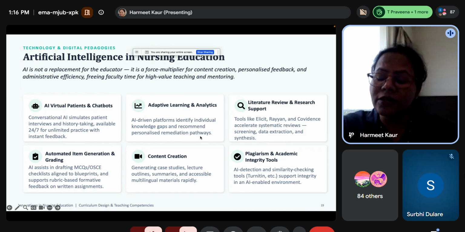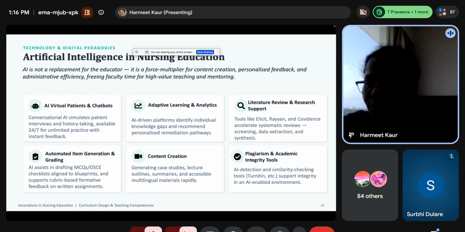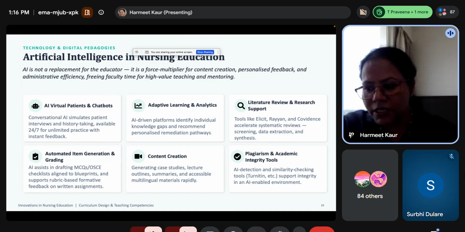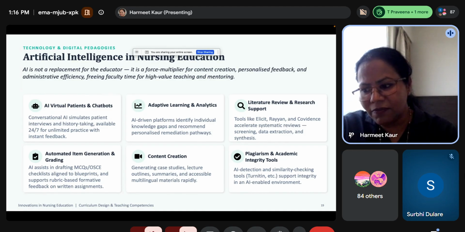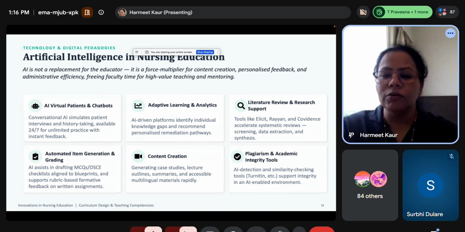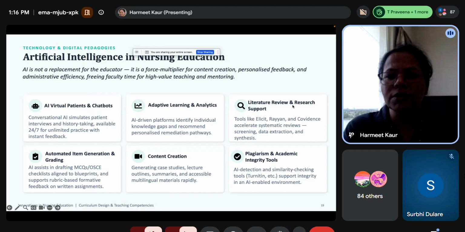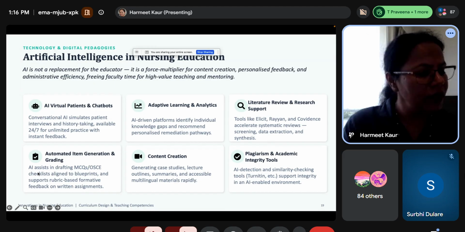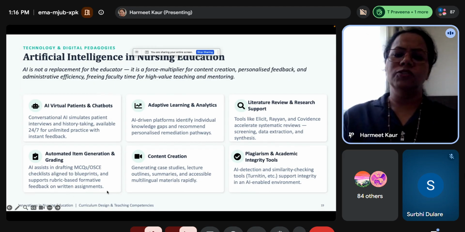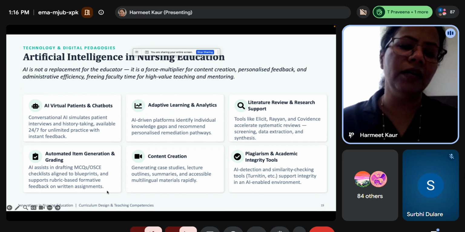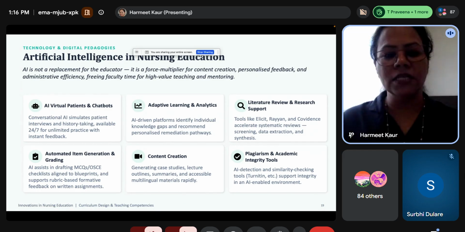AI can understand what the knowledge gaps are, so that those AI-backed systems can give feedback, and in the feedback they understand where the gaps are and what steps they need to take for that. Then for literature review and research support, there are a lot of tools. I'll show you those tools if we have time. Then automated item generation: you can develop MCQs and OSCE checklists through the AI.